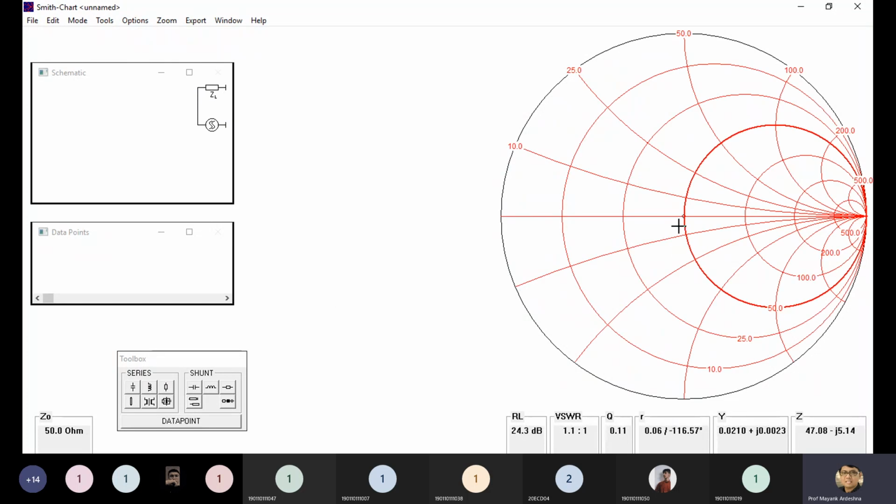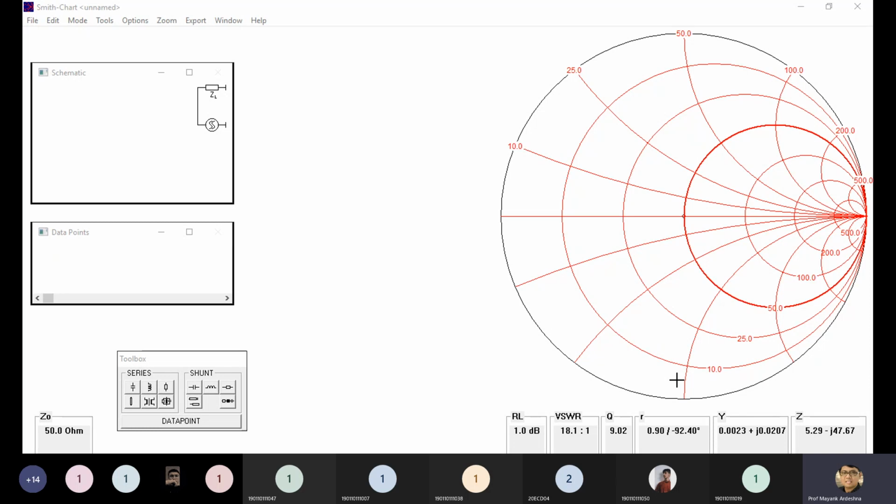Using this software you can easily find out the different values. You can also find out the VSWR, the real part, the imaginary part, the impedance, and the value of the components you have inserted. I just give the overview of how you can start with this. So you can write down these parameters, it will be easy to understand.